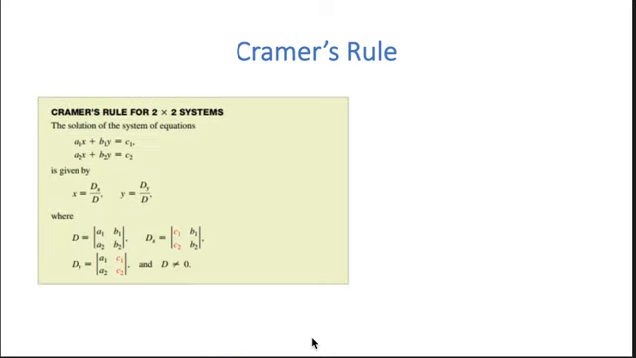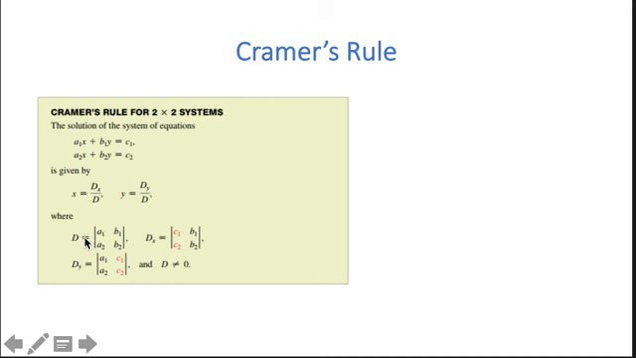Okay, here's what Cramer's rule looks like. It looks confusing, but it's really not that hard to do. So to find the solution to the system of equations, to find x, you're going to find the determinant of... so what you have to do is find these three matrices.